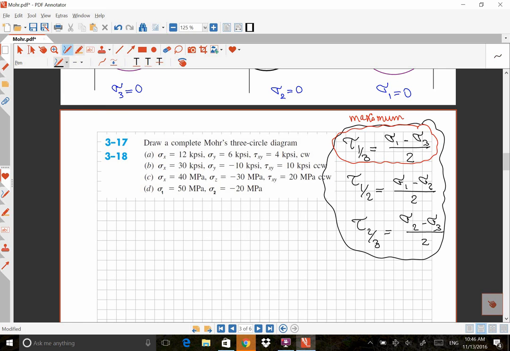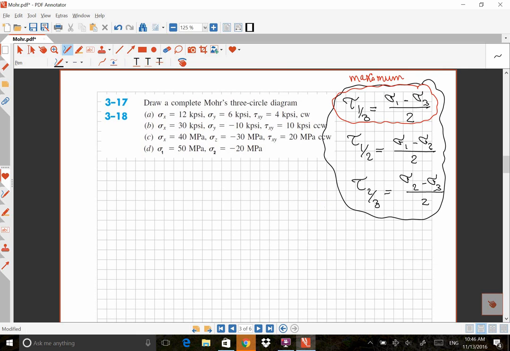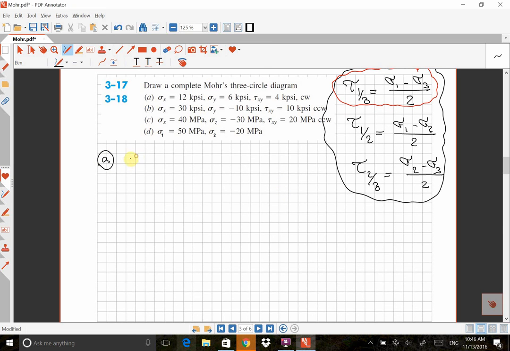Let's see some examples. Draw a complete Mohr's three-circle diagram. Okay, I'm going to do number A. Sigma x is given to us, that's 12. Sigma y is 6. Shear stress tau xy is given to us, and that's 4. In this question I have these two normal stresses, but for the shear stress, it says that this is clockwise, so I don't know if that is positive or negative. So there's a question mark here. Let's continue and see if it's important for us to know if that's negative or positive.